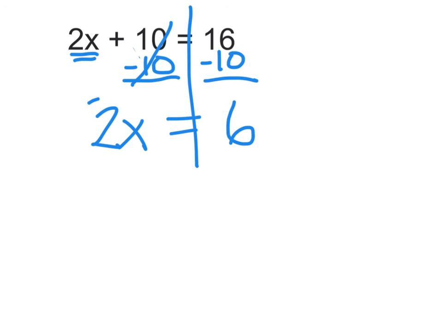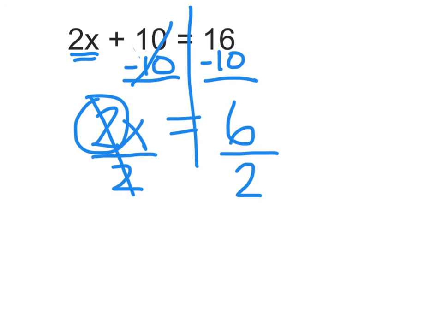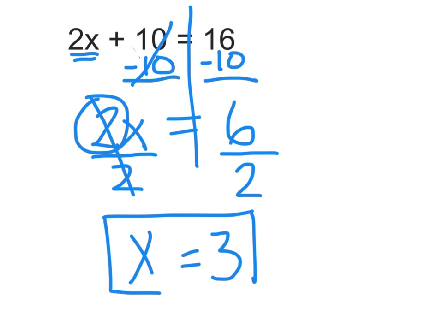Now, since I have 2 cups, I need to split these 6 M&Ms into 2 groups to find out how many are in each group. And if I divide one side by 2, I need to divide the other side by 2. 2 divided by 2, those cancel out and just give me 1x, 1 cup. And 6 divided by 2 gives me an unknown answer of 3. There must be 3 M&Ms underneath each one of those cups.